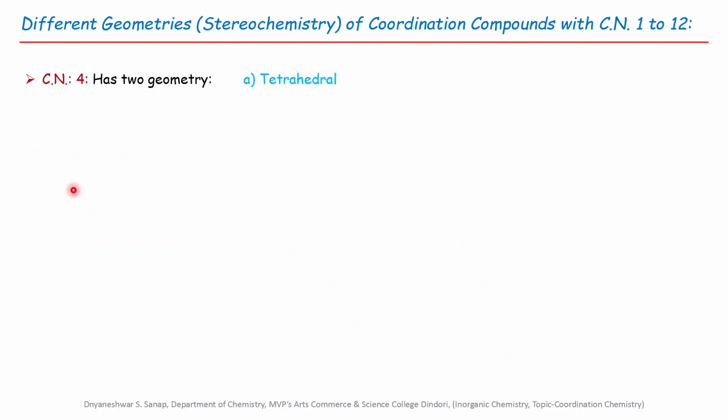The next coordination number is coordination number 4. Basically, coordination number 4 has two types of geometry. The first type is tetrahedral geometry and the second type is square planar geometry. The example for tetrahedral geometry is CuCl4 2- and the example for square planar geometry is Cu(NH3)4 2+. Here the metal is the same but the ligand is different. The chloride ligand is a weak field ligand, that's why it gives a tetrahedral complex, but the ammonia ligand is a strong field ligand, that's why it gives a square planar complex.